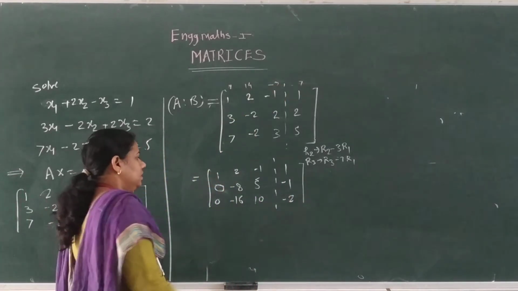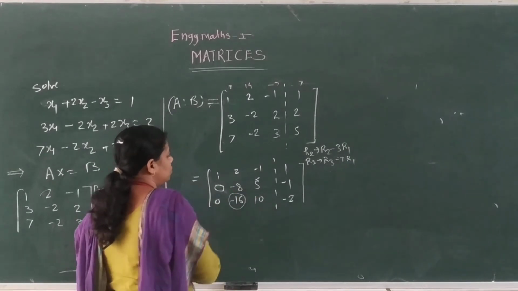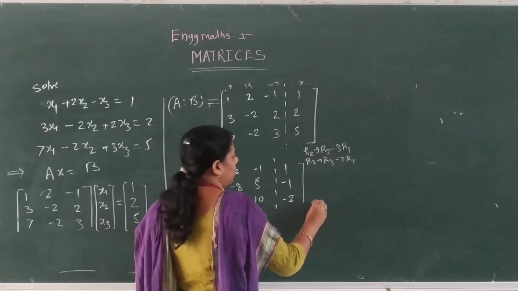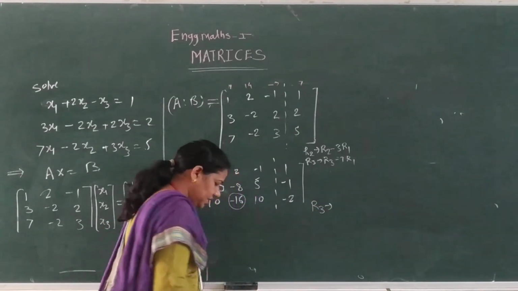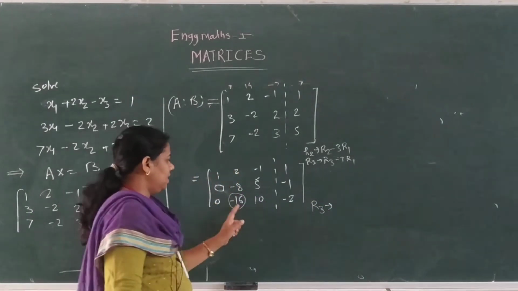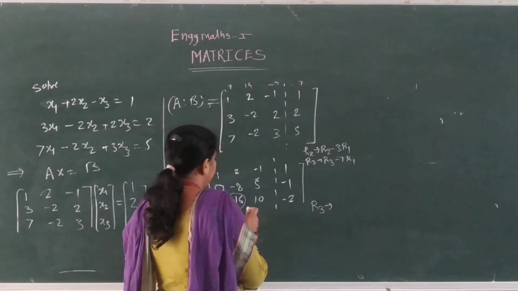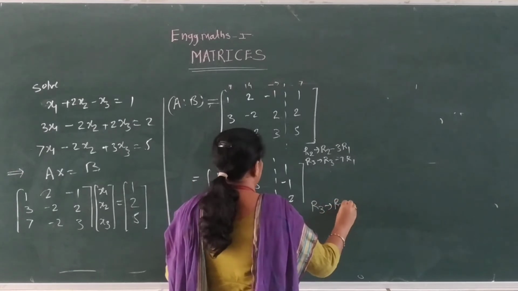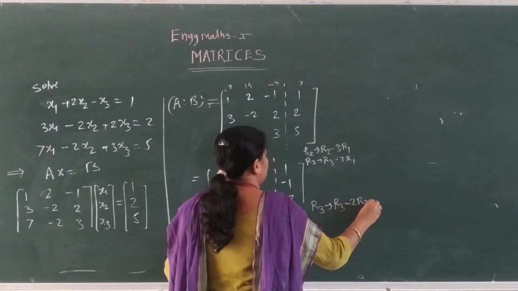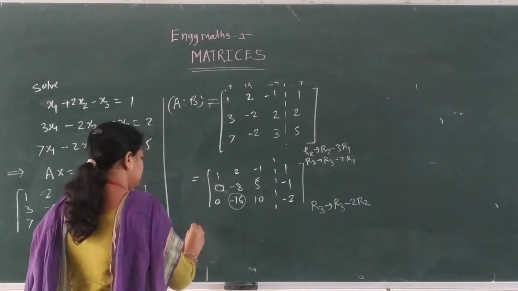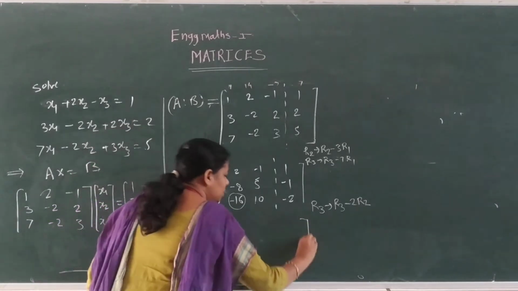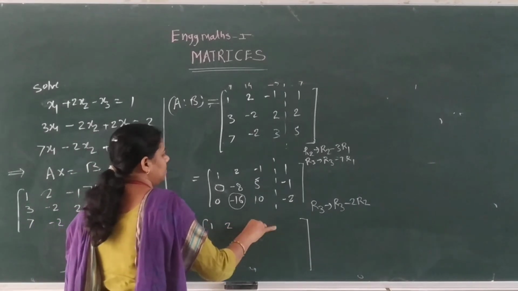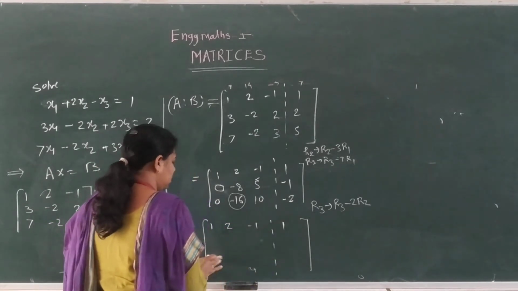Again, reduce this element to 0 by using the a22 element. We apply the row transformation for R3 to convert this matrix into echelon form, reducing the non-diagonal elements to 0. R3 becomes R3 minus 2R2. The first row and second row stay as they are, do not disturb them, no changes for these two rows.